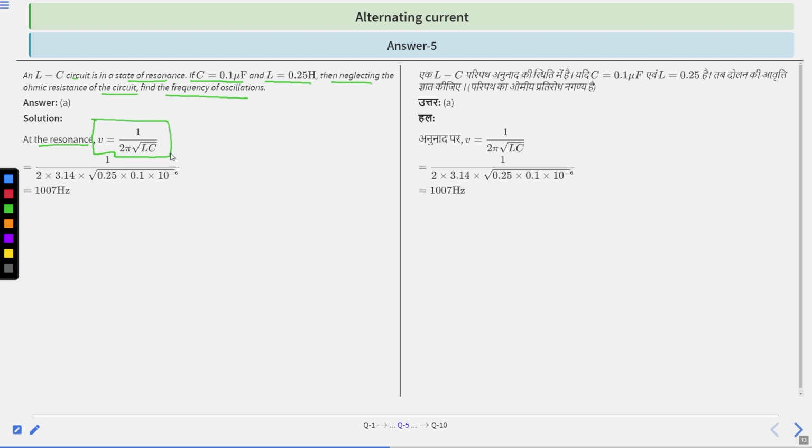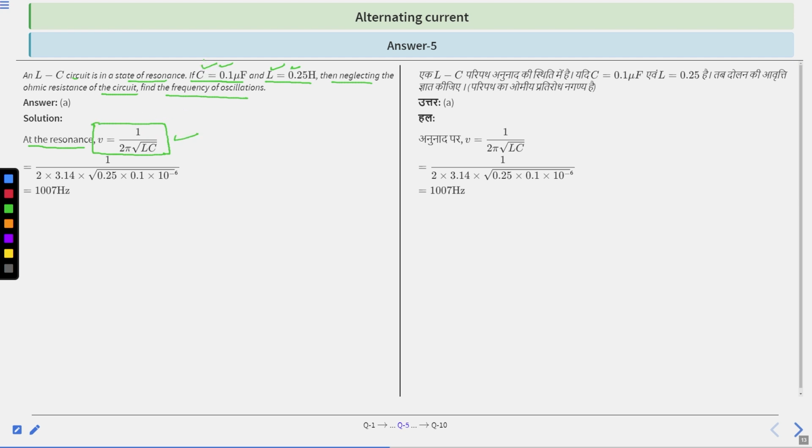So this is the formula for frequency of oscillation. Here C is given and L is given, so put this C and L value in this formula, and you will get the final answer. Clear? At resonance, nu equals 1 upon 2 pi under root LC. This is for the resonance condition, and this gives the frequency of oscillation. So put all the values.